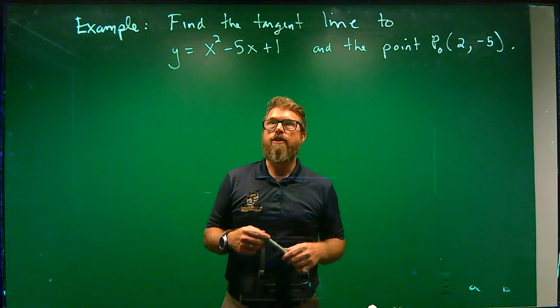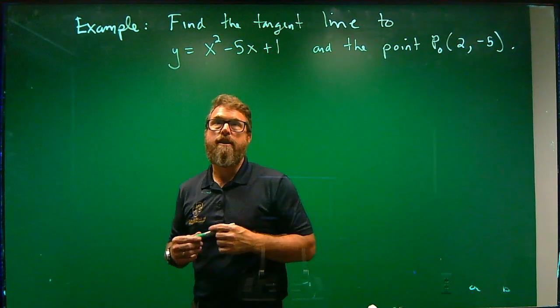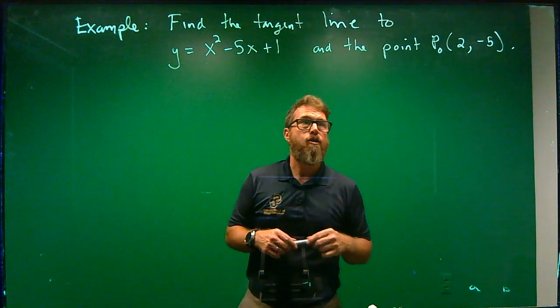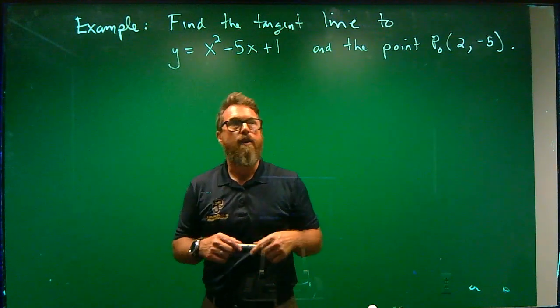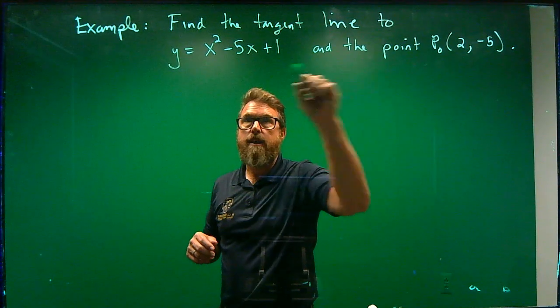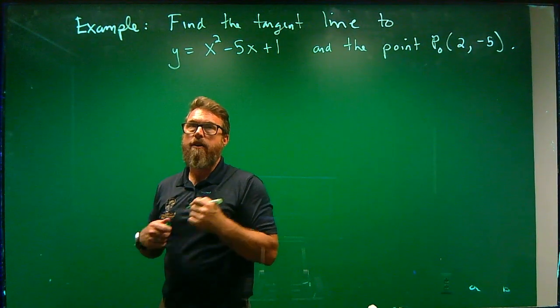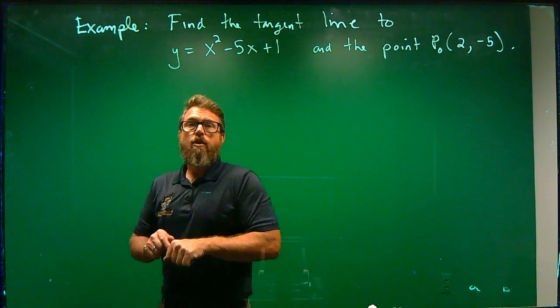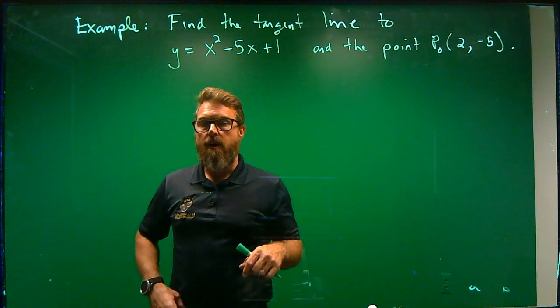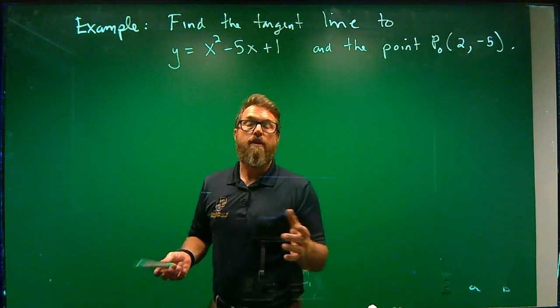I want to find the tangent line to this function, y is equal to x squared minus 5x plus 1, at the point (2, -5), and I just verified that when you plug in 2, this does spit out minus 5. So this point is a solution point of that function. In order to do this, I need it to be a level curve of a function that has two independent variables, x and y.